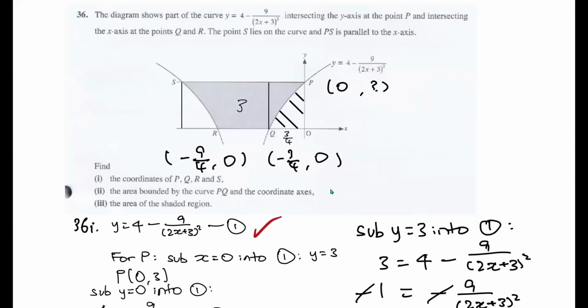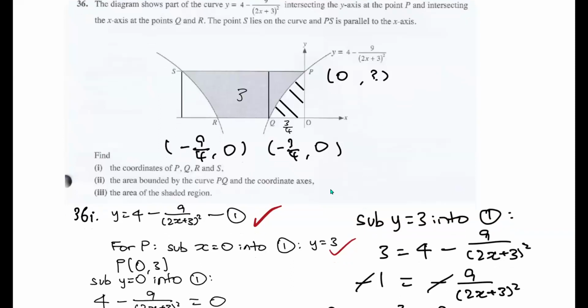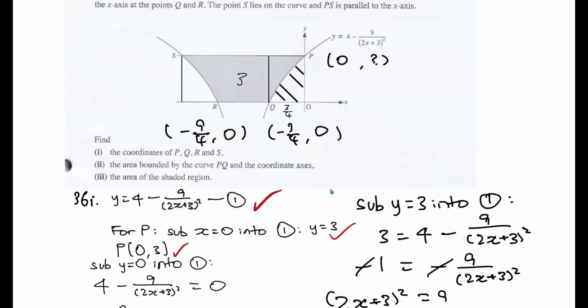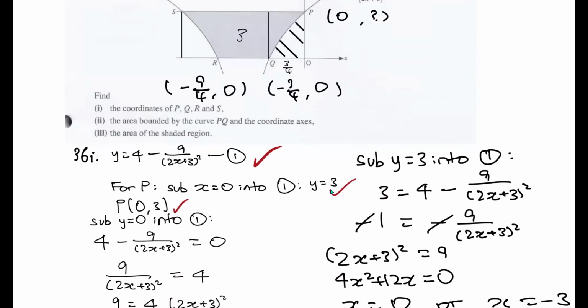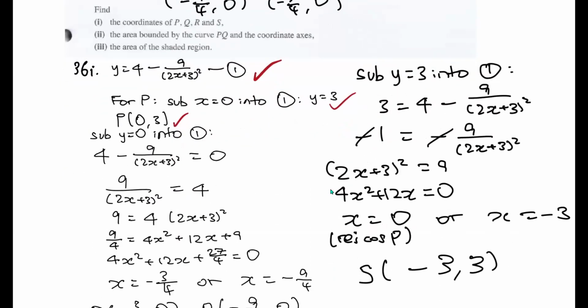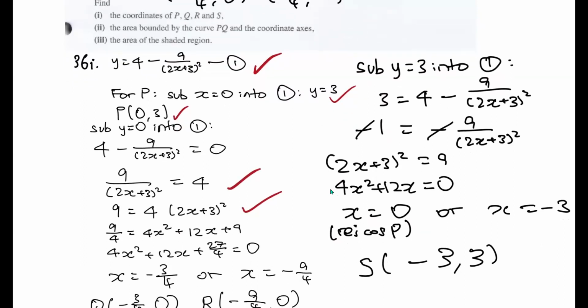For point P, you sub in x equals 0, you get y equal to 3. Okay. Good. Then P is (0, 3). So now you sub y equal to 0 into 1 to get the points R and Q. Right? So sub in 0, you get 4 minus the fraction equals 0. Bring over, you get this equal 4. Bring over, divide by 4.